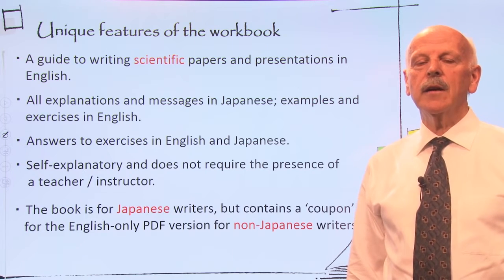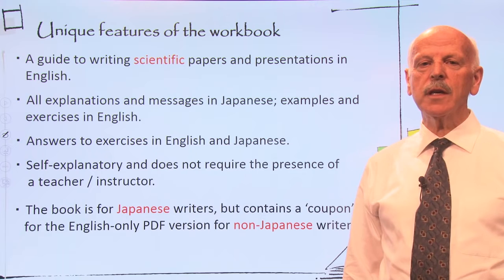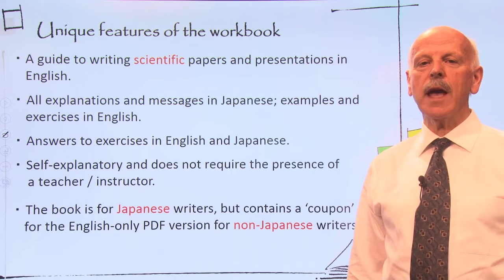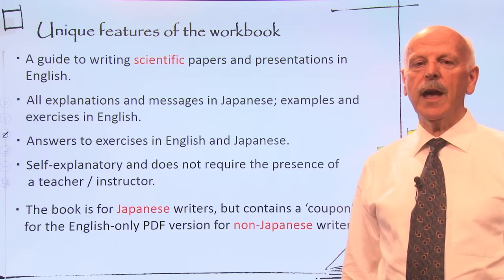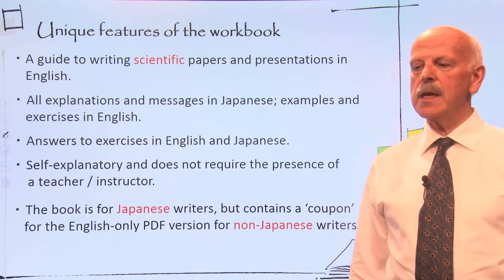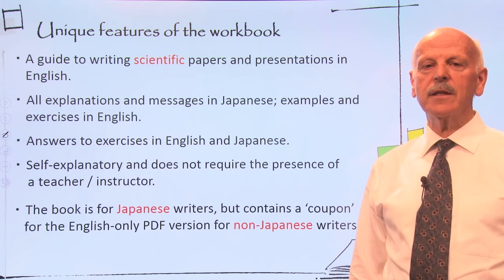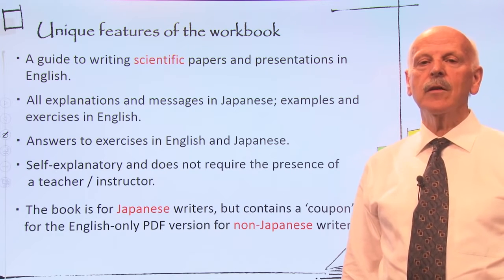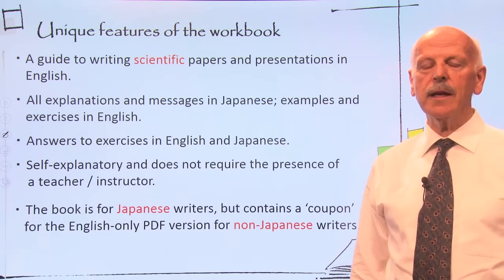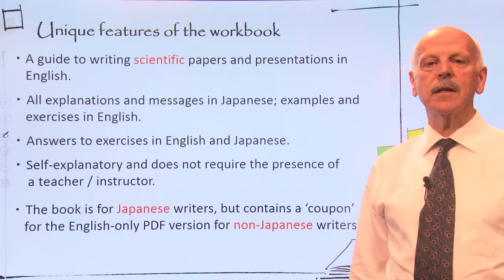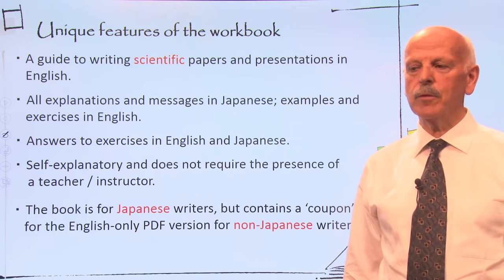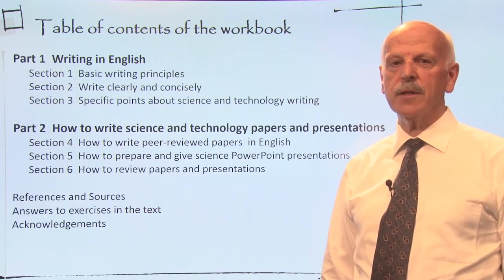It is, of course, desirable to have a teacher, and the teacher will give you extra tips or will evaluate your writing. But you can study from the book by yourself and get a lot of tips and information out of the book. The final point is just to reiterate that this is a book in Japanese, primarily for Japanese people. But also, you can download the English version as a PDF, and so this PDF in English is for non-Japanese speaking people. So here is the table of contents of the workbook.